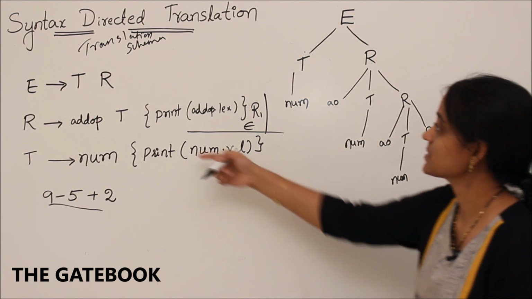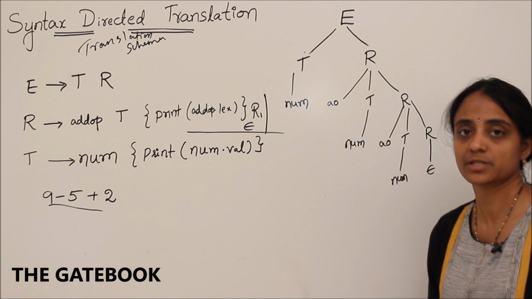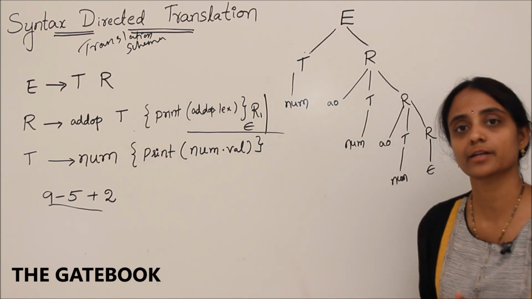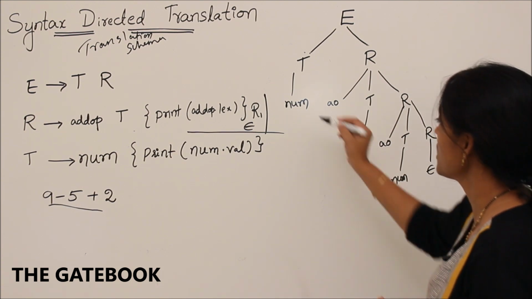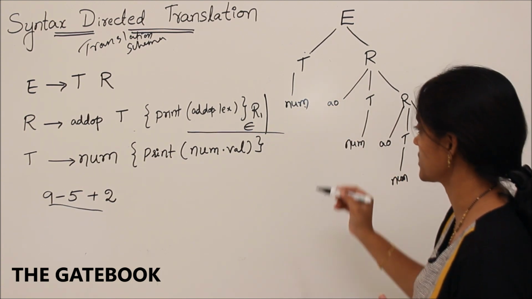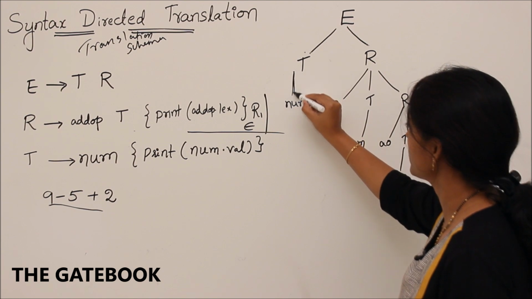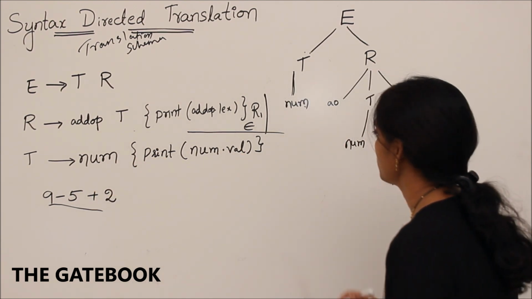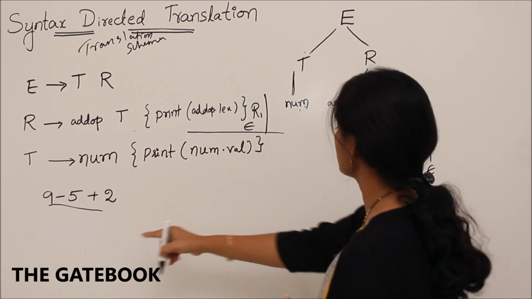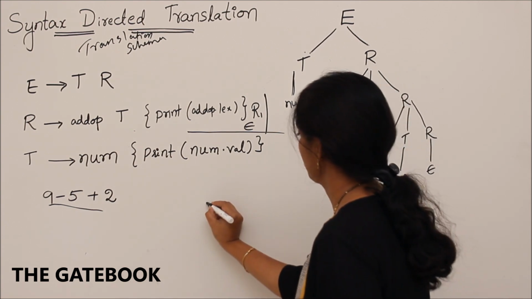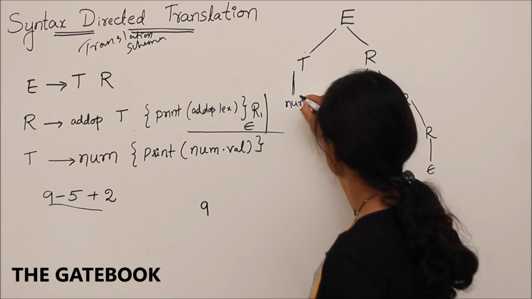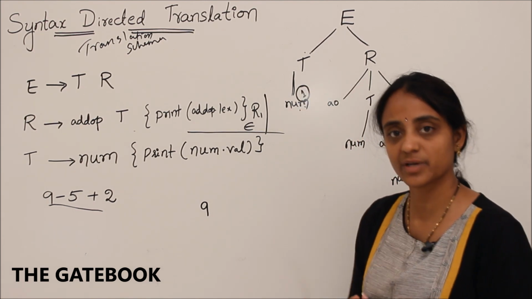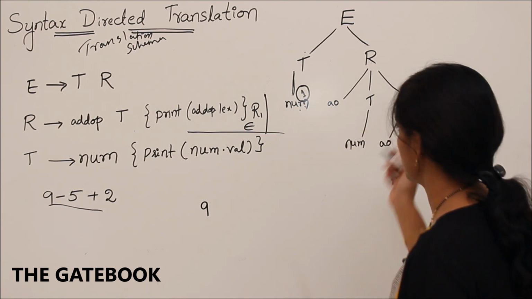Now let us apply these semantic rules. Here we know the order, we know when exactly to apply the semantic rule also. So let's start with this production. Whenever we apply T dot num, we need to print the value of number. Here the number value is nothing but 9. So this is the first rule that we will be applying. Let's number this to know the sequence.